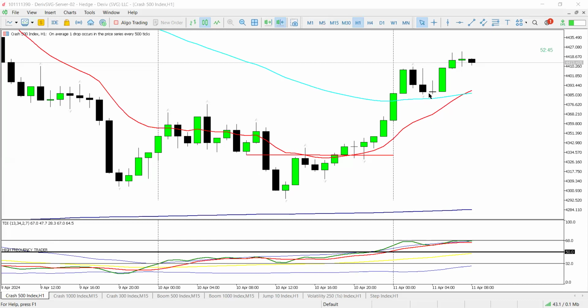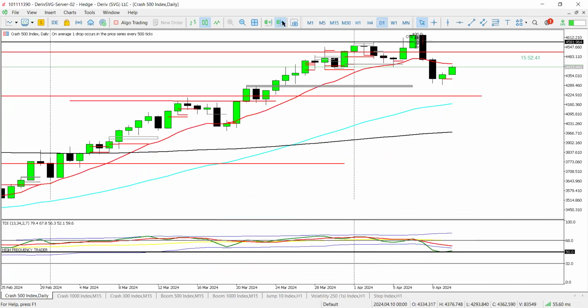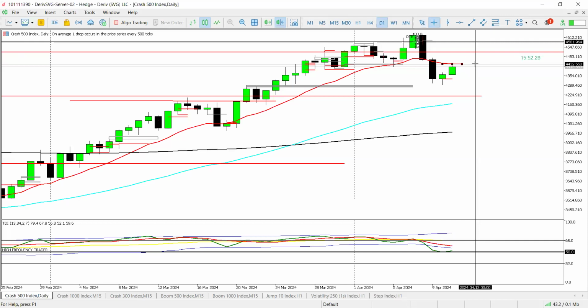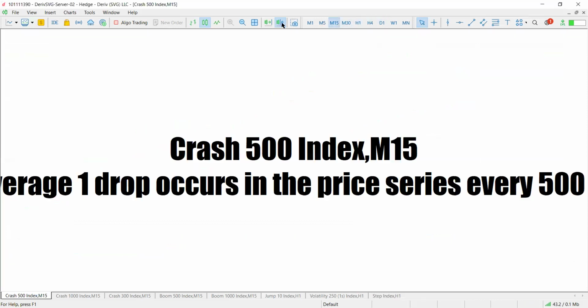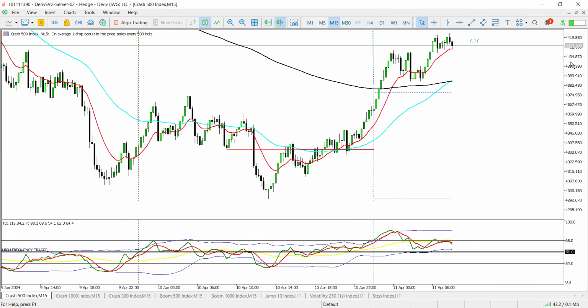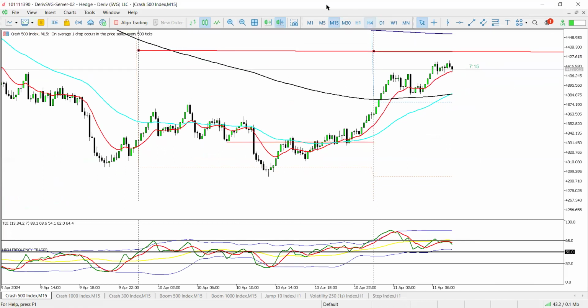So looking at it today, let me just check the daily, see where we are going. I will be looking for a potential sell around, right, let's see, around 44.32. I'll be looking for a potential sell around 44.32. Okay, right around this area here, between, I would say between 44.32 and 44.52.